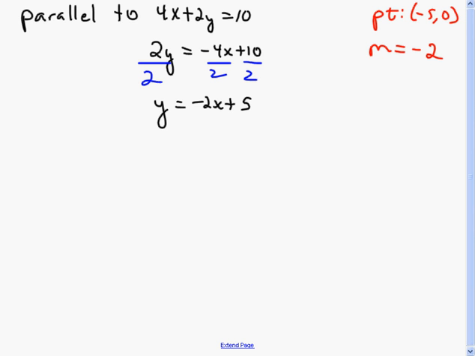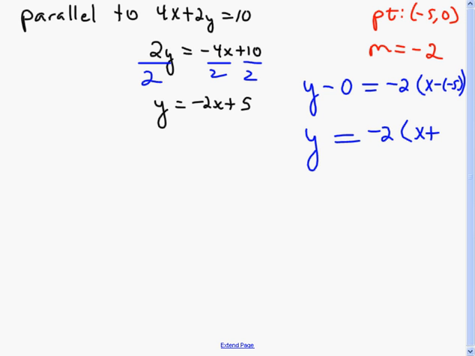And then just like the previous example, I'm going to use that point slope formula to finish this off. So y minus my y value, which in this case is 0, is equal to my slope, which is negative 2, times x minus my x value, which is negative 5. So y minus 0 is just going to be y, so y is going to be equal to negative 2 times x plus 5. We'll do minus and negative, make that a positive, and then distribute, and I'm done. So I get y is equal to negative 2x minus 10.